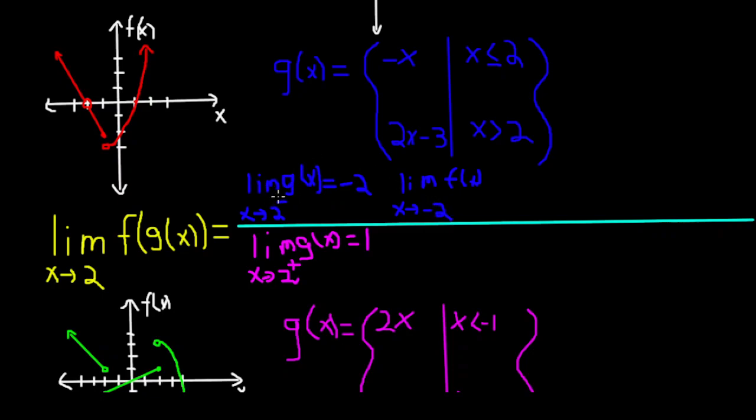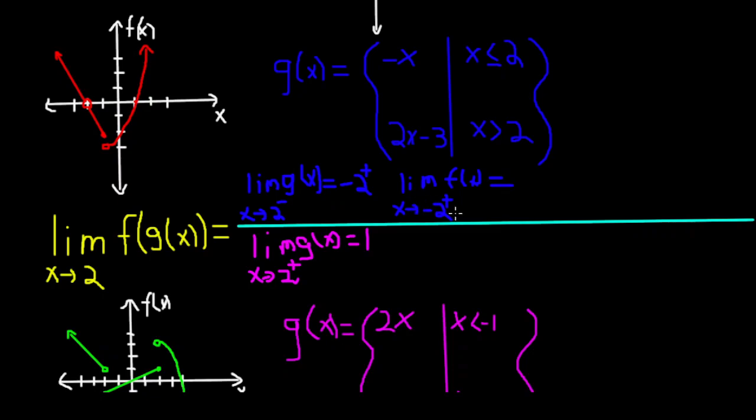Okay, so when we say limit of g of x as x approaches 2 from the left, I'm going to plug in something a little bit smaller than 2 because that's what from the left means. So something a little bit less than 2, or 1.999. And we apply g of x, we just get negative 1.999, which is a little bit greater than negative 2. So what I'm going to do is say that the limit of g of x approaches negative 2 from the right. So that way when we plug it in over here, we can use that.